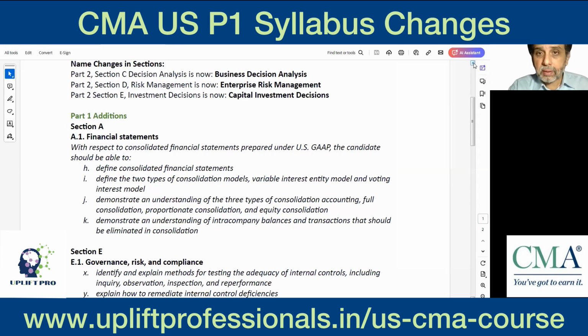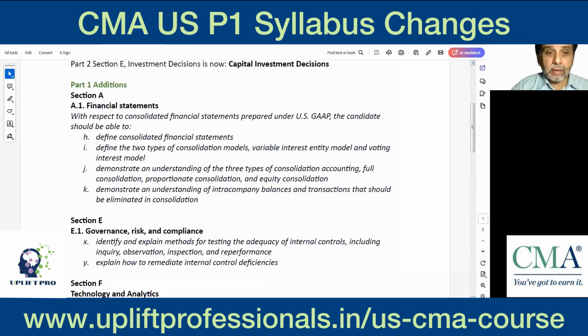Decision analysis, business decision analysis, Section A, they just introduced trend analysis, which we used to study anyway. I used to show examples of trends in my classes. So nothing much. Of these small changes, the most part is in Part 1. And as you can see, it's nothing much. In fact, it's more deletions than additions.